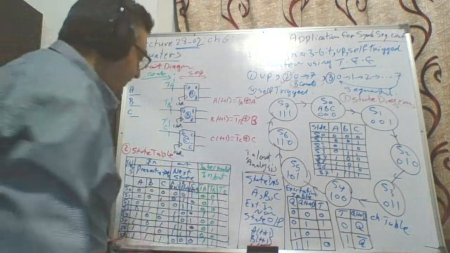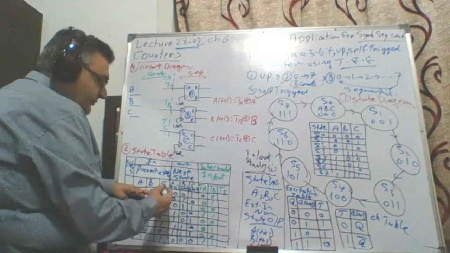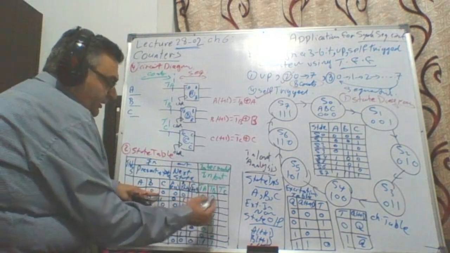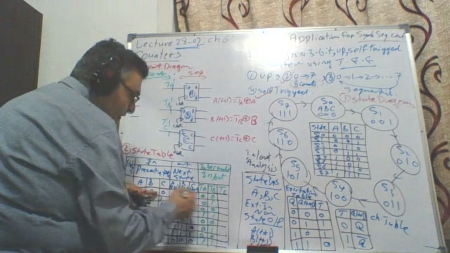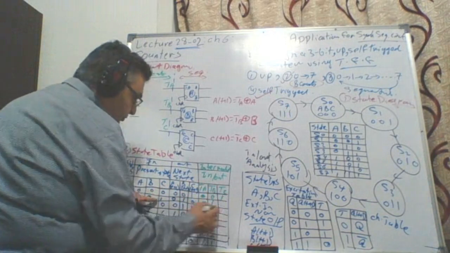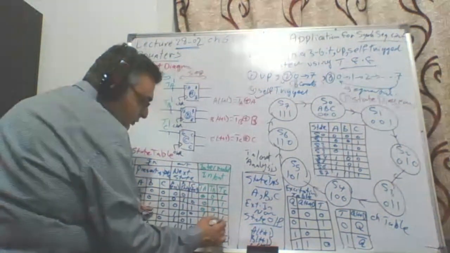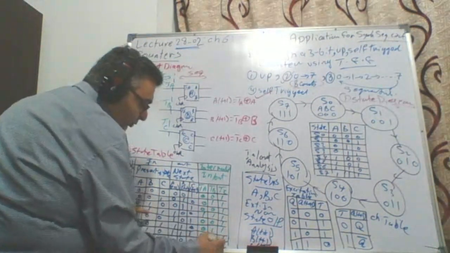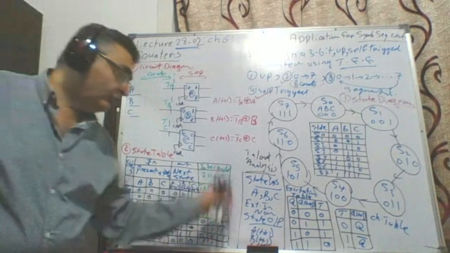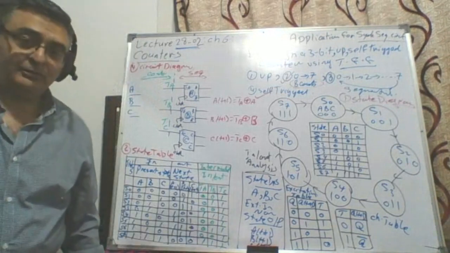Third, for TC, I have C and C of T plus 1. 0, 1 means 1. 1, 0 means 1. 0, 1, 1. 1, 0, 1. 1, 1, 1. All the TC should be 1.